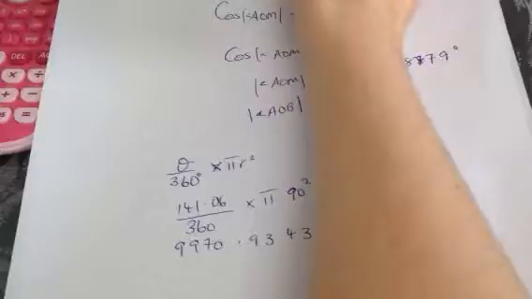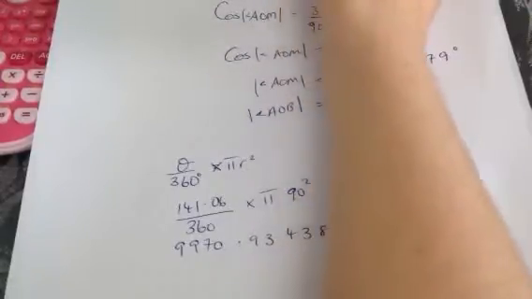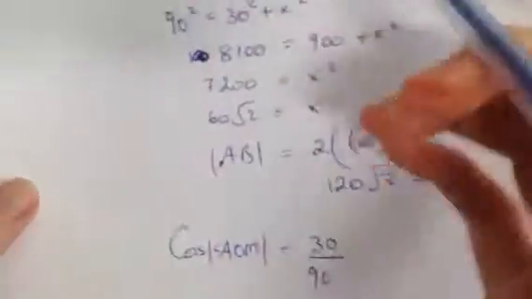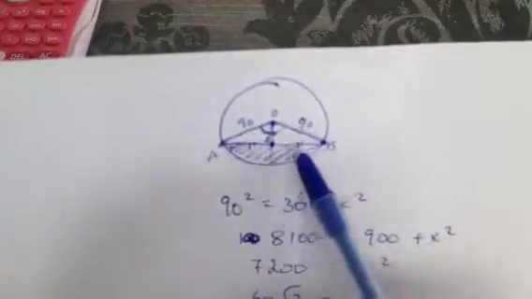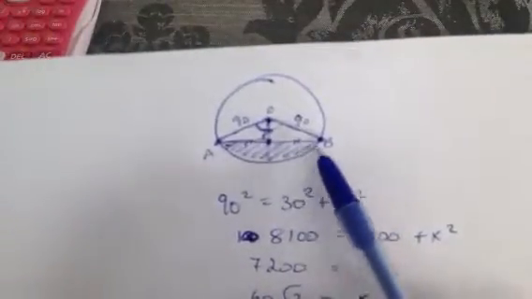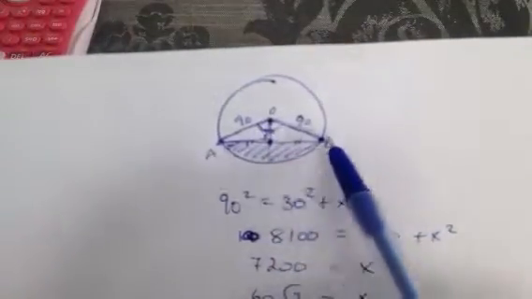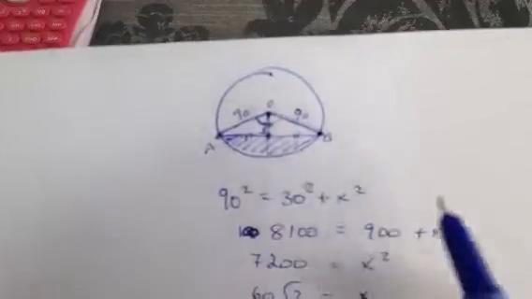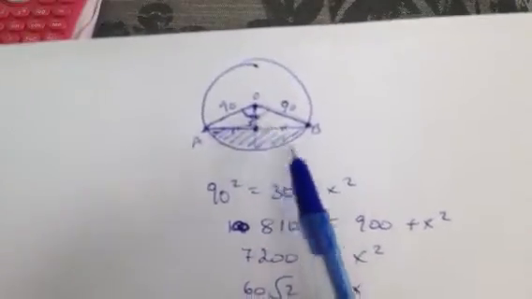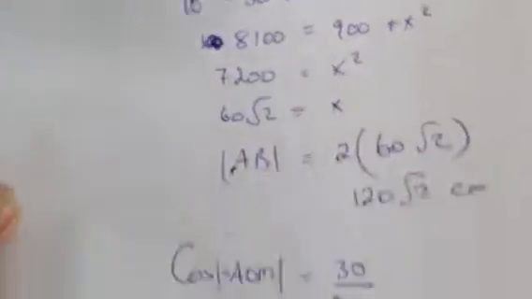I need to get rid of the area of the triangle here, so I can just go half base by perpendicular height. Sorry, I need to get rid of this triangle here if I just want the shaded area, because what I just found is the area of the sector of that circle there. So half base by perpendicular height, or half ab sine C.